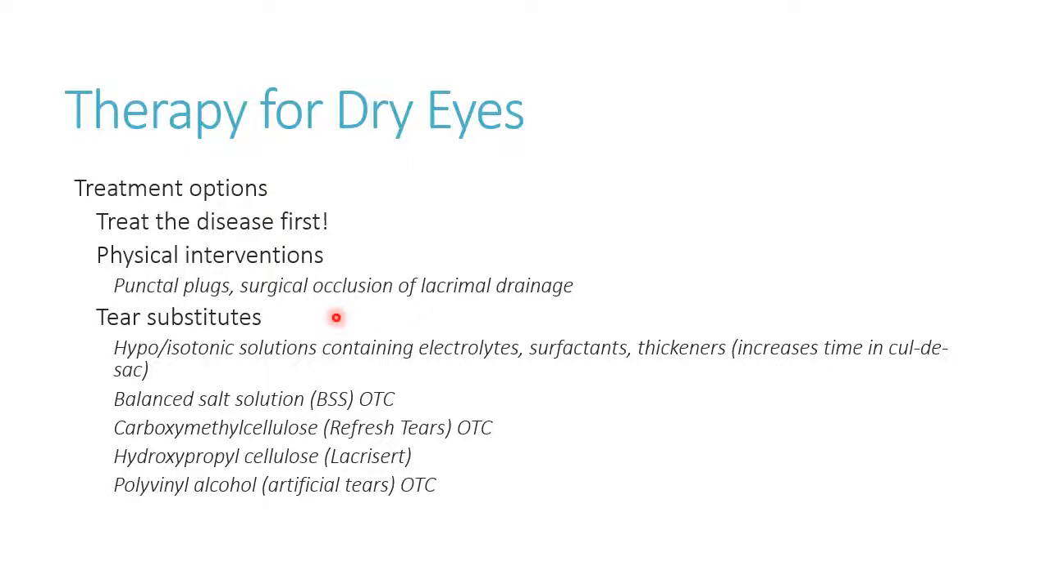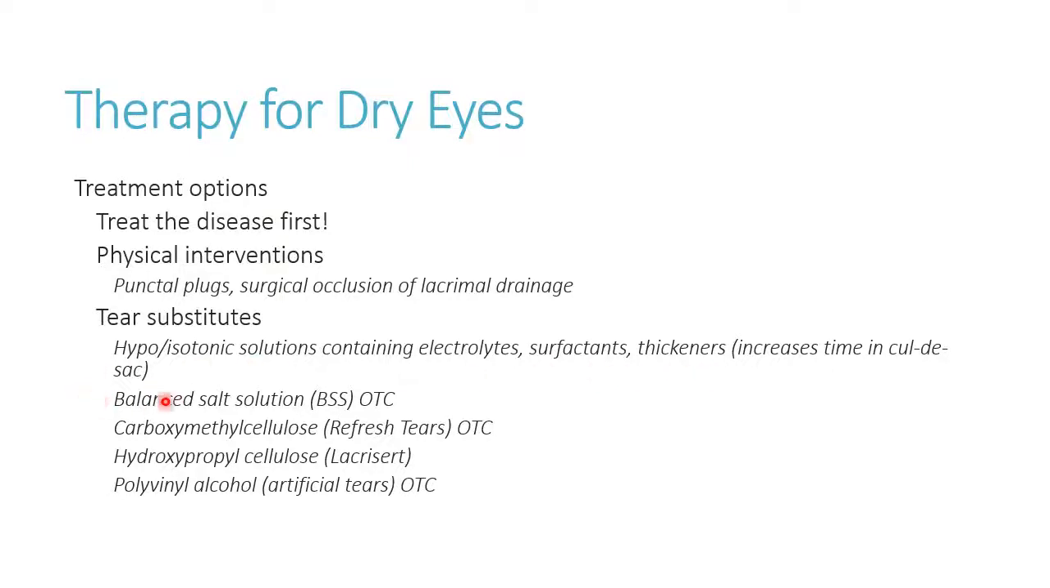But basically, you're going to find that the stuff that we're using is typically going to be either hypo or isotonic solutions. So again, they should be very similar to the normal tears you'd be producing anyway. And they'll include things like surfactants and thickeners. Now, thickeners being good because just like we talked about ointments being used because they stick around for longer, same thing here, right? So that way the patient's not having to apply it all the time. As a thickener in there, it'll stick around for a little bit longer, okay?